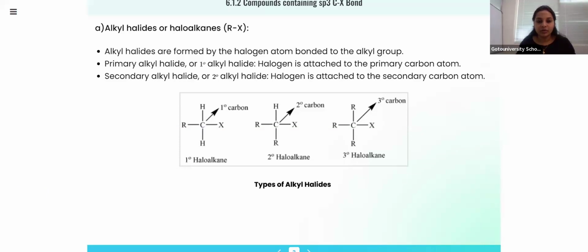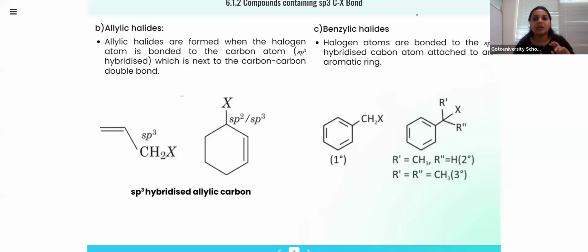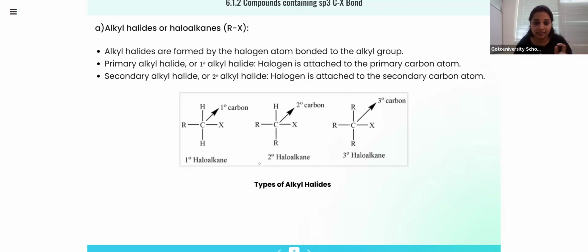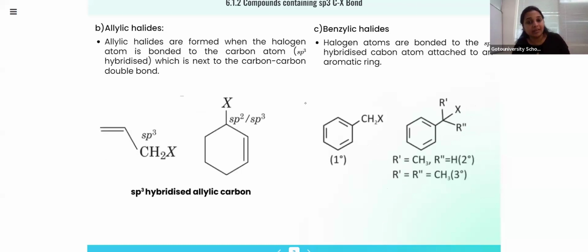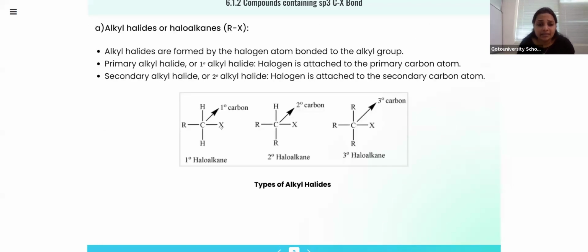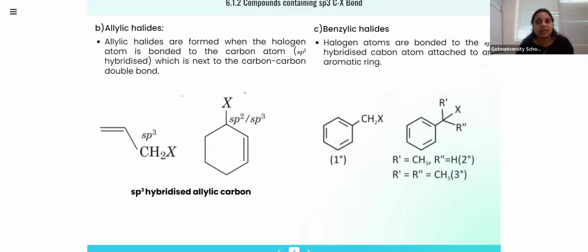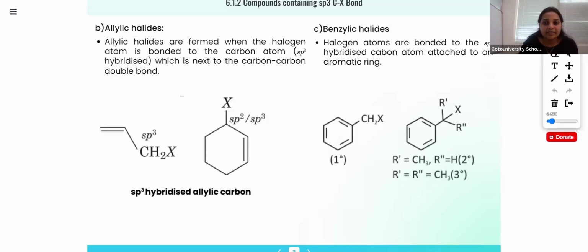Now the next classification. The former one was the compounds containing sp3 carbon. So again we are moving to the sp3 carbon itself. Sp2 we will discuss later. So again the halogen-connected carbon is still sp3 as before. See here also the halogen-connected carbon is sp3 hybridized. Again in the next classification also the halogen-connected carbon is sp3 hybridized. So they are allylic halides and benzylic halides.